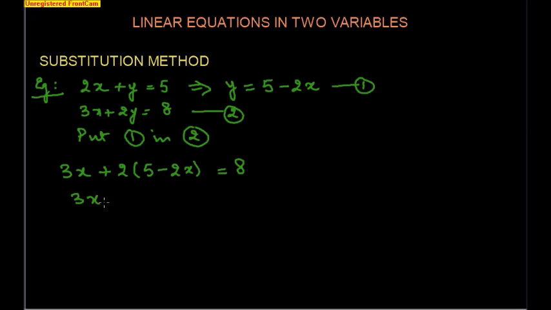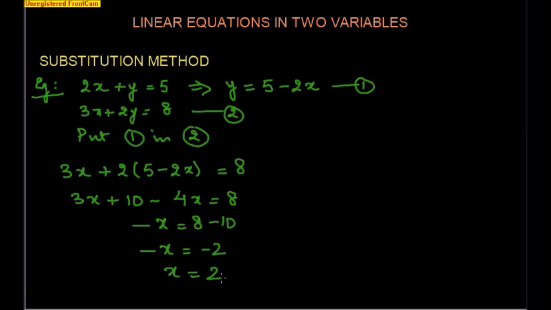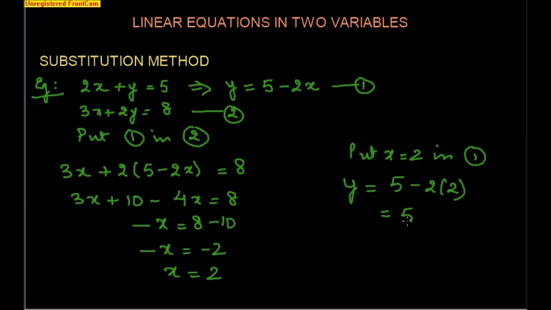As you open the brackets, we get 10 minus 4x is equal to 8. Minus x is equal to 8, and I take 10 on the other side. So I get minus x is equal to minus 2, or x is equal to 2. We put x equal to 2 in 1. So I get y is equal to 5 minus 4, which is equal to 1.